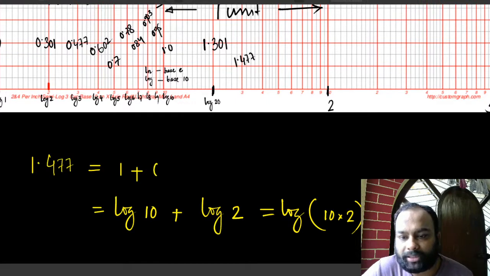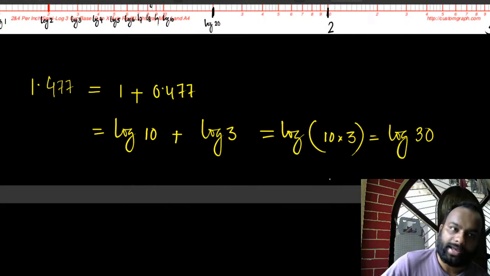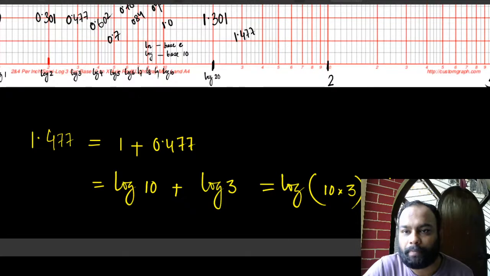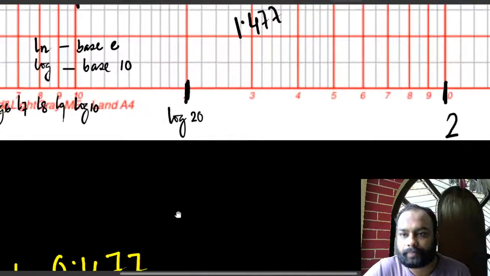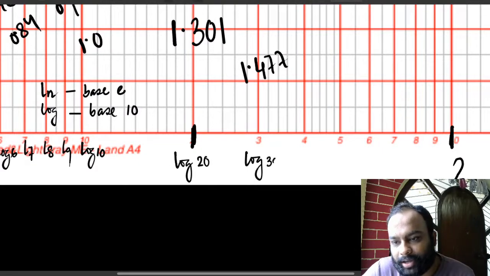So that would be 1 plus 0.477. That would be log 10 plus log 3, because that was log 3, 0.477, and that would eventually become log 10 into 3. That would be log 30. Easy to understand, right? So again, let me zoom back in. So this is 1.477. How much is this length then? This length is log 30.